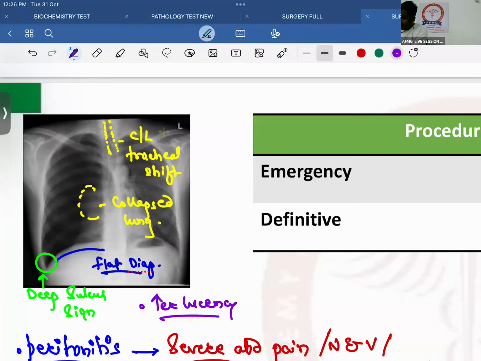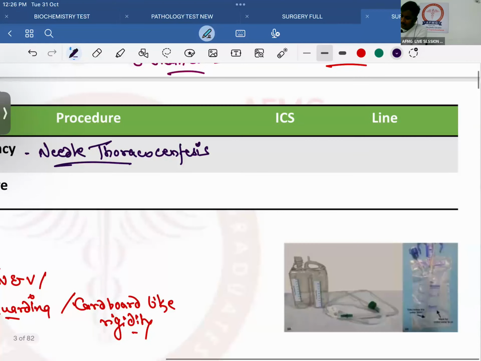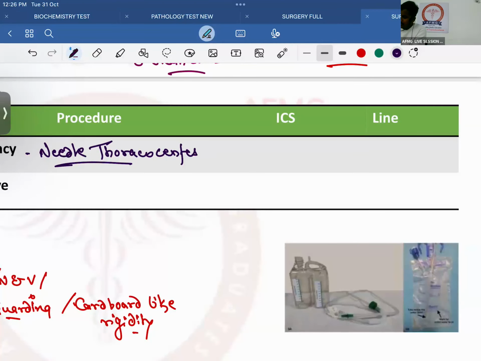That is taking a wide bore needle and inserting it in the intercostal space. That is called needle thoracocentesis. If I talk about needle thoracocentesis, definitely beta, please tell me, we know it has a different site in an adult and a different site in a child.